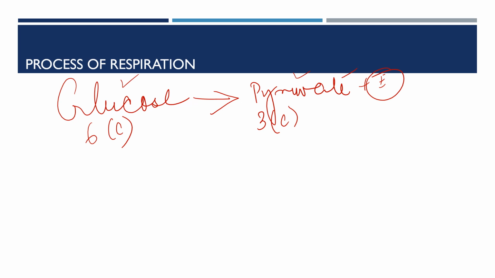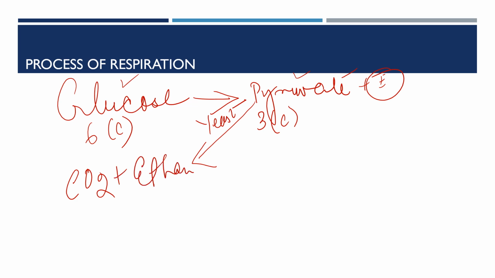When it is broken down in the absence of oxygen, in yeast cells, it produces alcohol. So it produces ethanol and carbon dioxide. That is happening when no oxygen is there. And pyruvate in the absence of oxygen in human cells, what is it doing? Here also no oxygen is there.